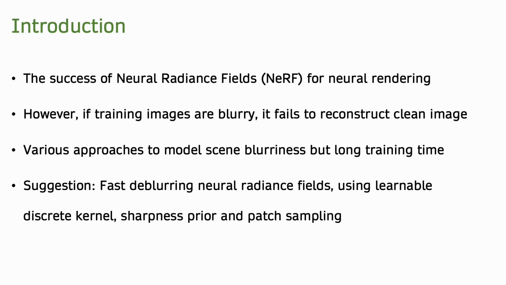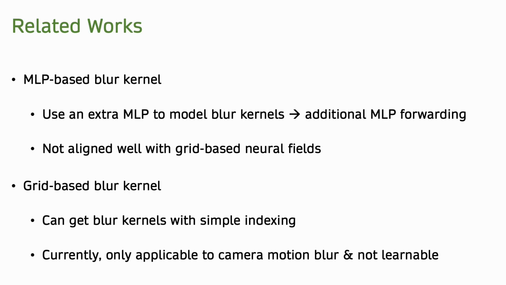To do so, we propose to use learnable discrete kernels, sharpness prior, and patch sampling. Most of the previous works adopted MLP-based blur kernels. They use an additional MLP to produce the blur kernels, so it inevitably requires additional computation for MLP forwarding. Also, those MLP-based kernels are limited in their expressivity as small MLPs are used, so they are not well aligned with the grid-based neural fields.